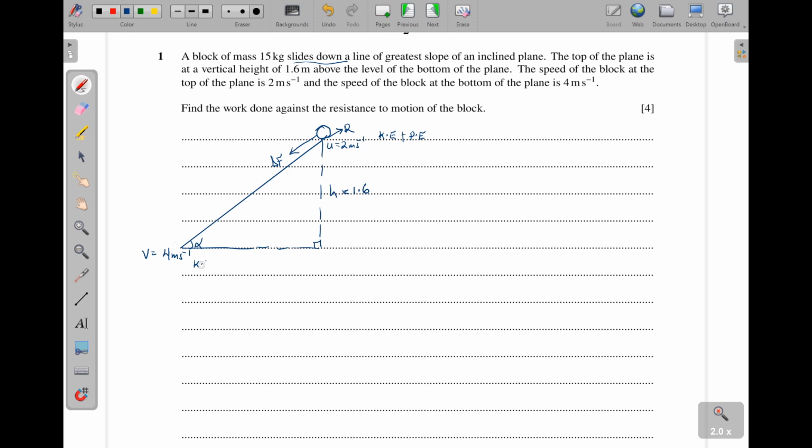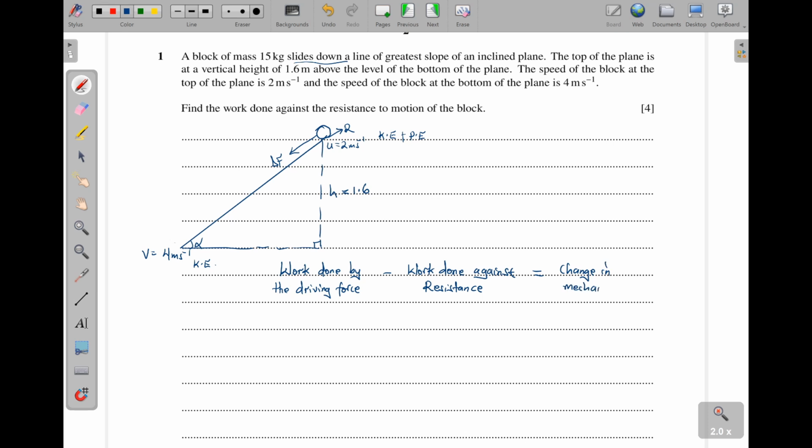So that means here there is kinetic energy. And then work done. Remember, we are using the energy method. Work done by the driving force, or the applied force, minus work done against resistance is equal to the change in mechanical energy.